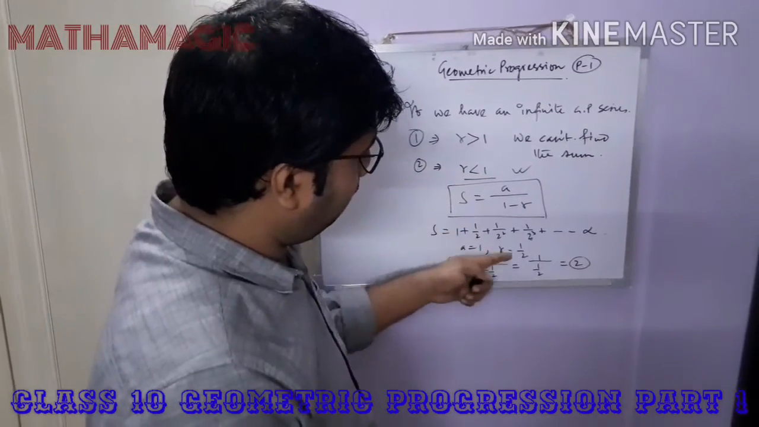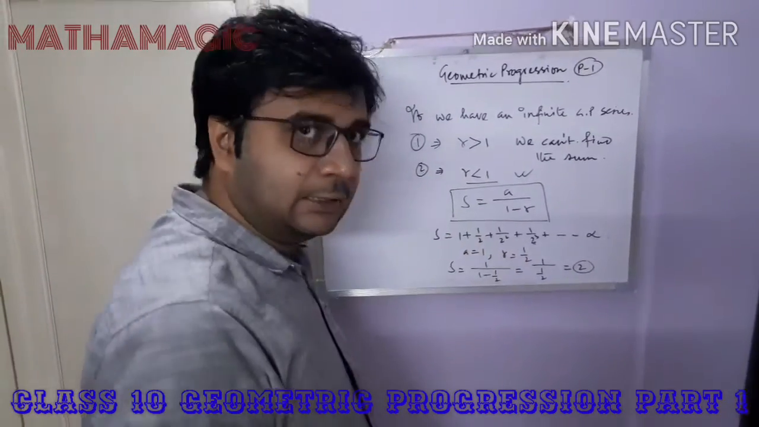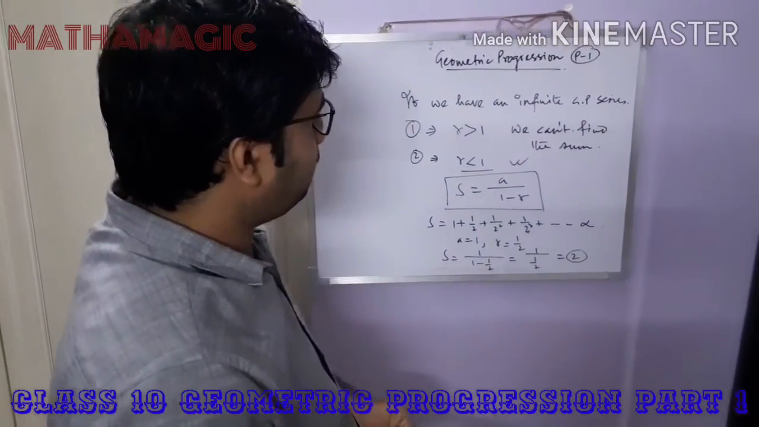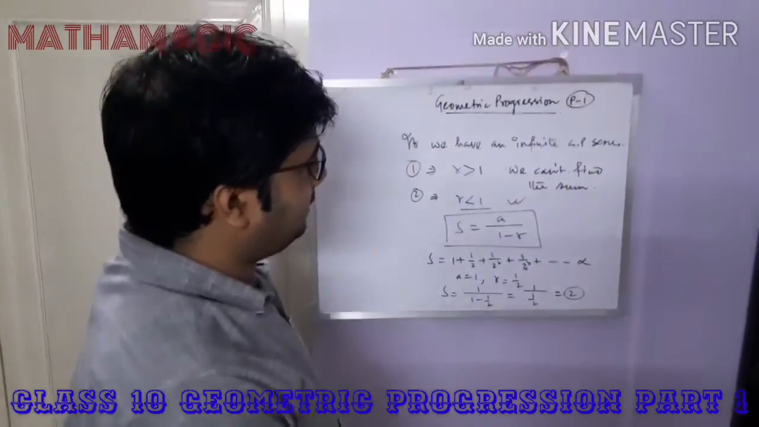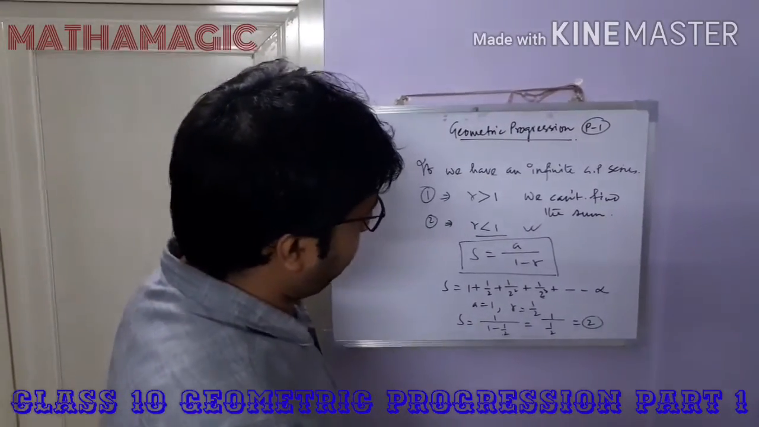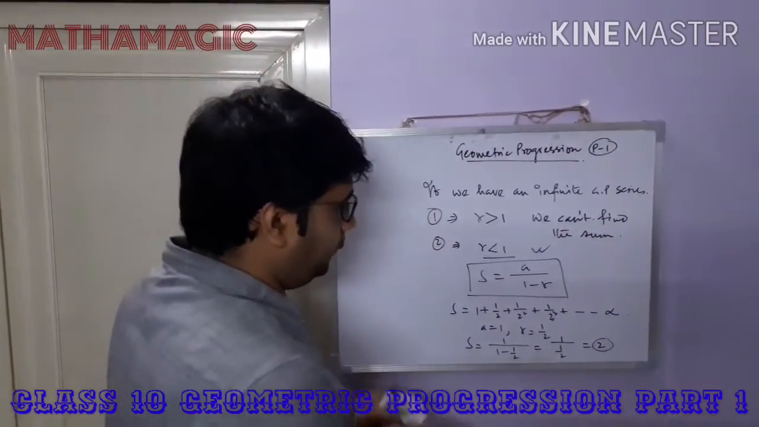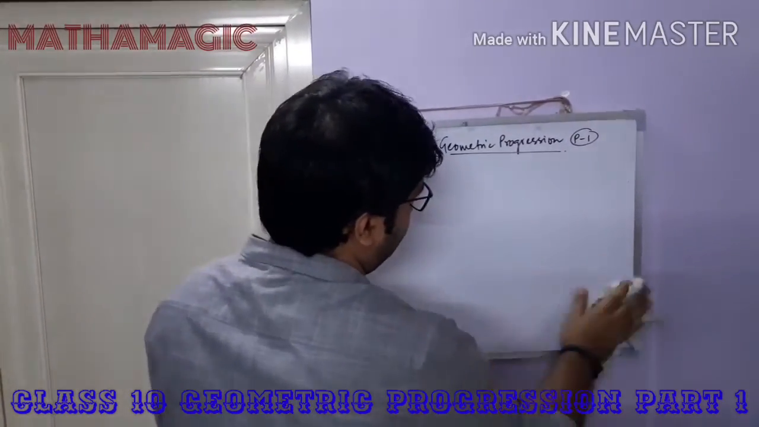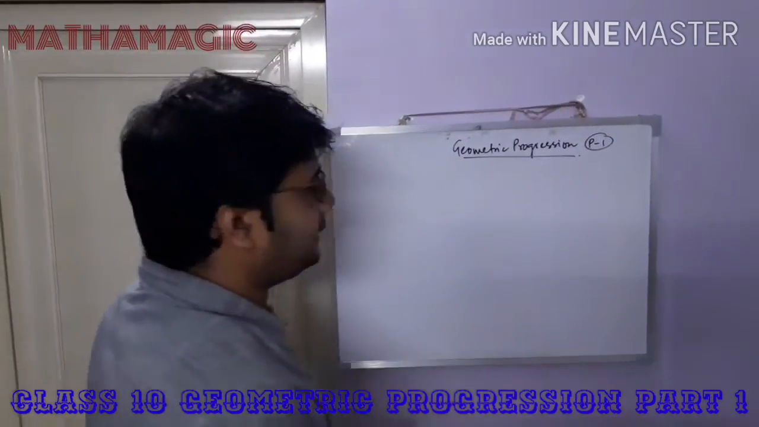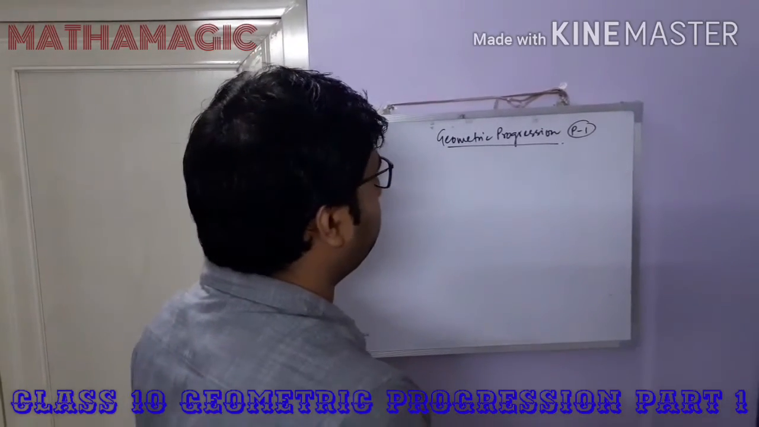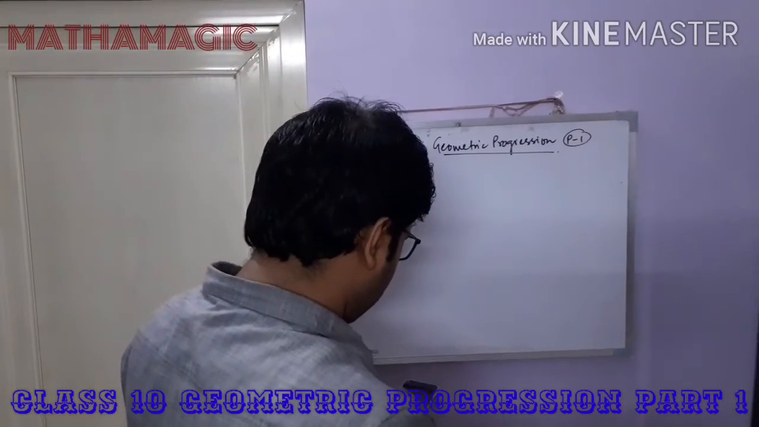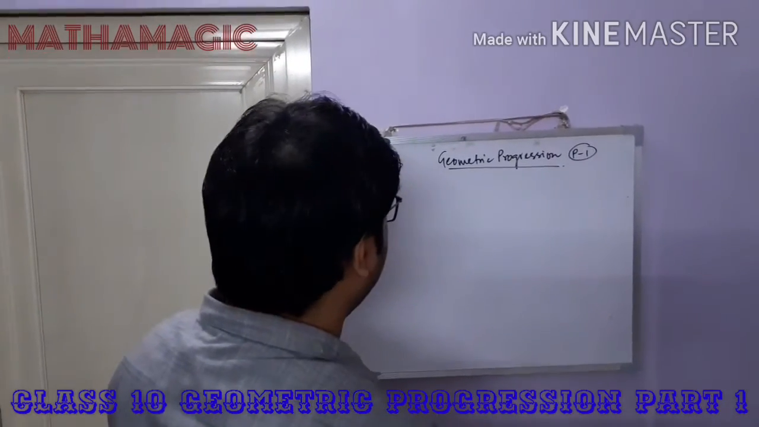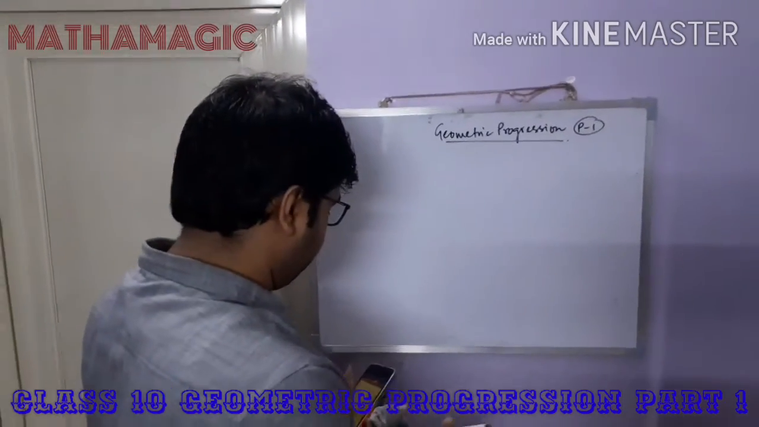See, here the value of r is half. So we can find the sum of this series, and the sum will be like this. So please note it down: the formulas and concepts for infinite geometric series. Now we'll move to solve some problems, so that it will be easier for you to understand the concepts and how to use the formulas. We'll take some examples so that you'll be comfortable solving the problems.